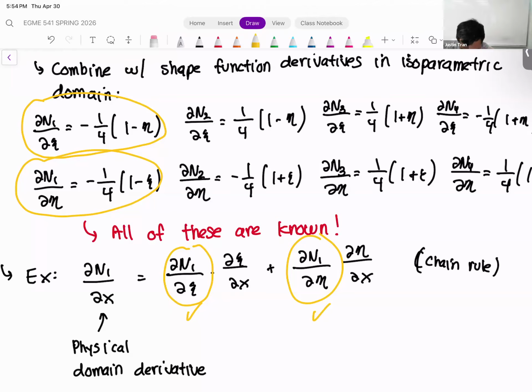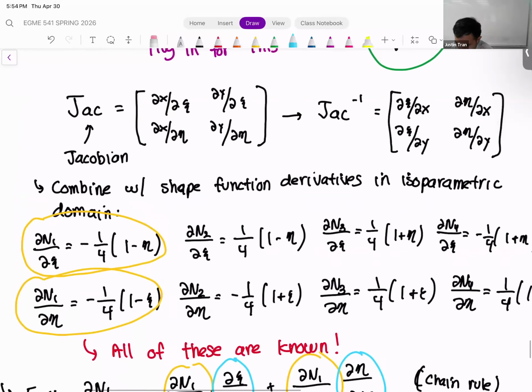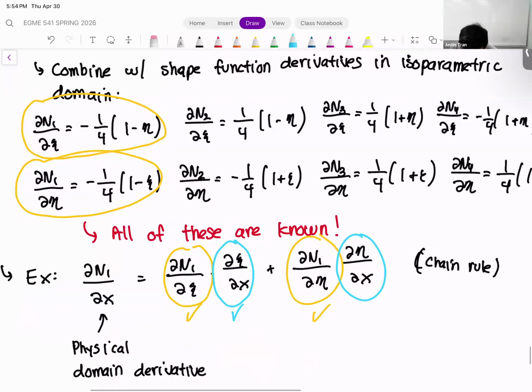The other part of this is basically these conversion factors, which are the derivatives of the isoparametric coordinate with respect to the physical coordinate. We have these two. In fact, they were just hanging out right above here. So we have this one here and this one here. Now, those values are inside our Jacobian inverse, but these are also known as well.